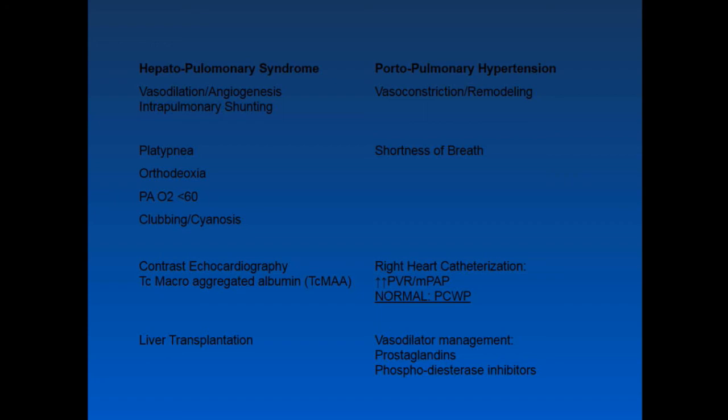For portopulmonary hypertension, it's a right heart catheterization, where you tend to see increased pulmonary vascular resistance and mean pulmonary artery pressures significantly elevated. Obviously, liver transplantation is a treatment for this one. You try to manage these people with vasodilator therapy, such as prostaglandins and phosphodiesterase inhibitors. There's also a relative contraindication on this one. You can consider liver transplantation if the patient responds to the medical intervention and the pressures drop to less than 35. Okay? Why is that?